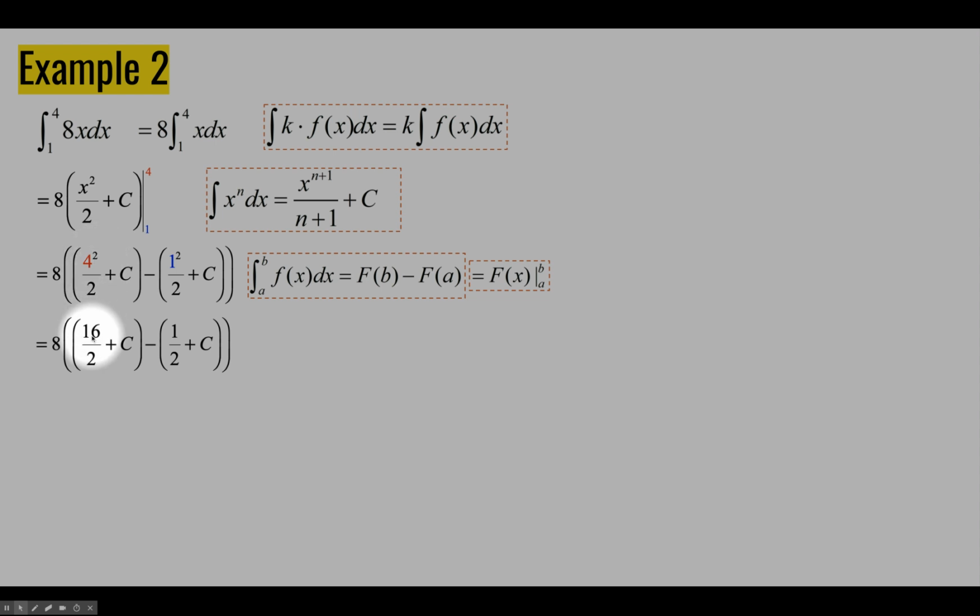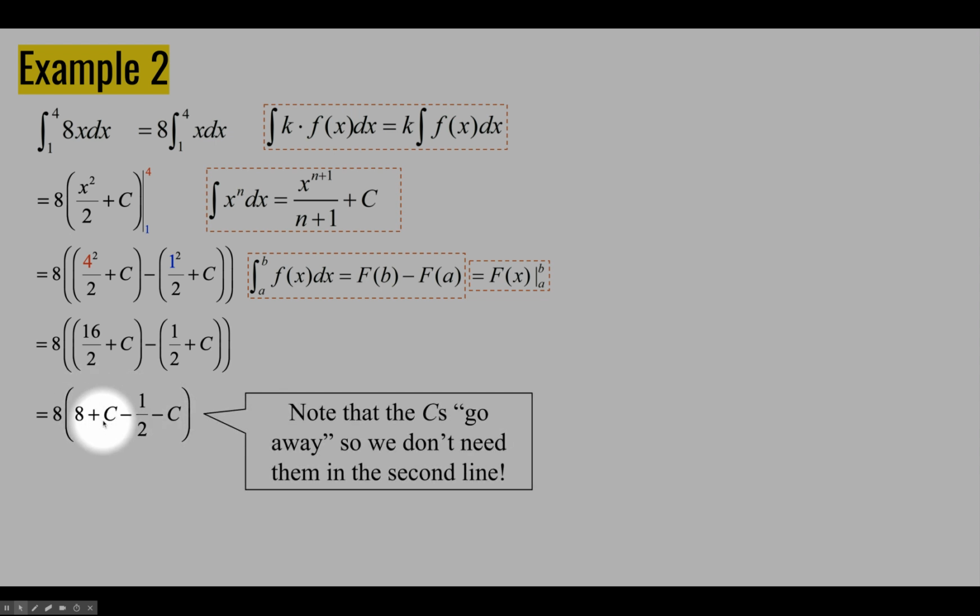So our next step is going to look like this. I have 4 squared is 16 over 2 plus c minus 1 squared is 1 over 2 plus c. Now this minus sign right here has to be distributed into both terms of this set of parentheses. So what I get is 16 over 2 is 8 plus c. I remove those parentheses since they're no longer needed. And then minus 1/2 is right here. And then minus a positive c gives me a negative c. Now what I want you to notice here is that I have positive c and negative c. And so the c's go away, so to speak.